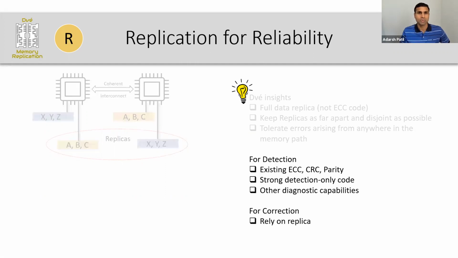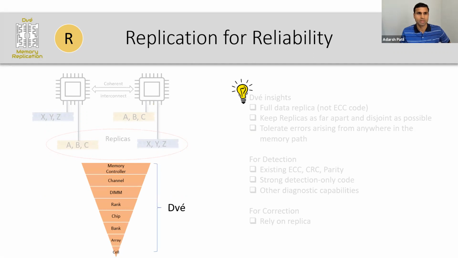For detection, DWAY can use existing detection mechanisms like ECC, CRC, parity, or employ even stronger detection-only codes. It can also use other diagnostic capabilities like temperature sensors to mark failed components and simply rely on the replica for correction. Thus, DWAY can robustly handle a wide variety of errors arising from faults in any of the DRAM components, from cells all the way to even memory controllers.